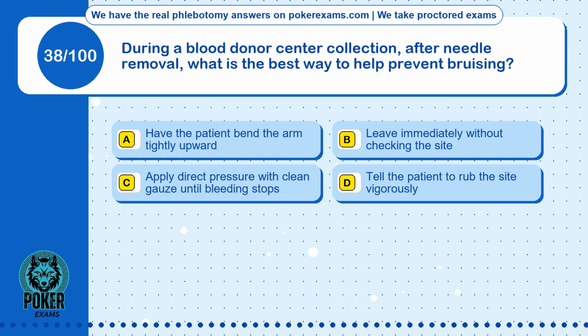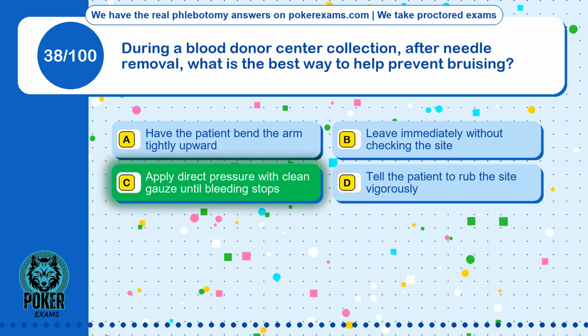Question 38. During a blood donor center collection, after needle removal, what is the best way to help prevent bruising? Option A. Have the patient bend the arm tightly upward. Option B. Leave immediately without checking the site. Option C. Apply direct pressure with clean gauze until bleeding stops. Option D. Tell the patient to rub the site vigorously.